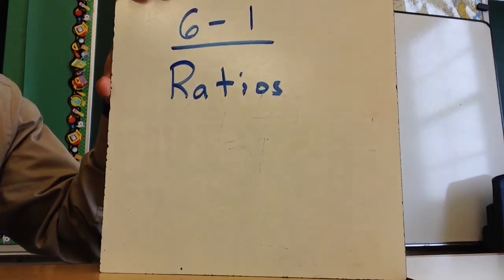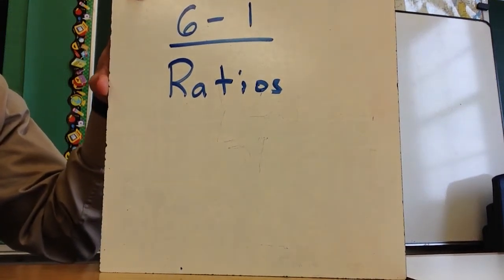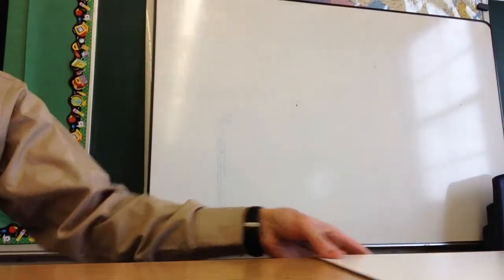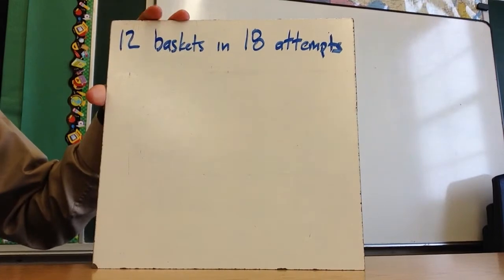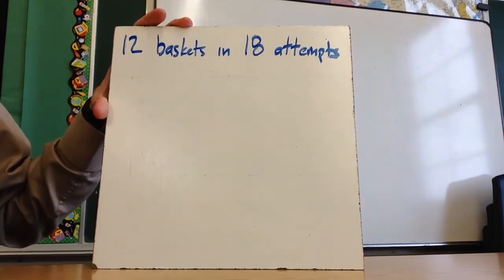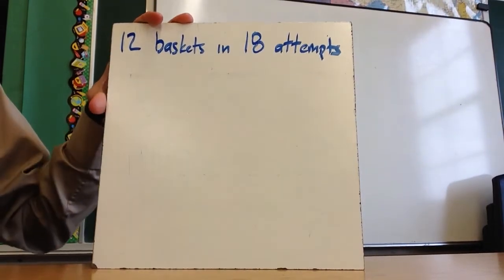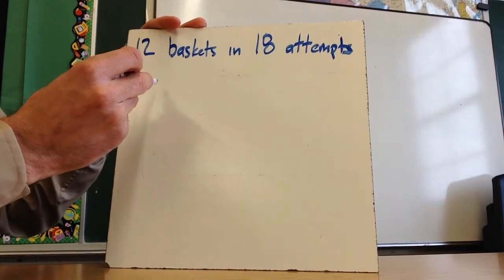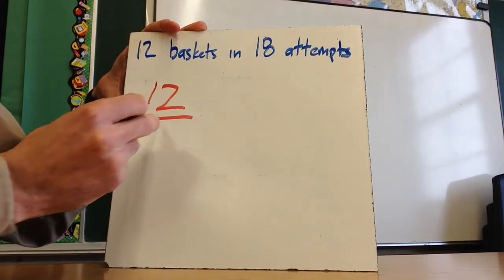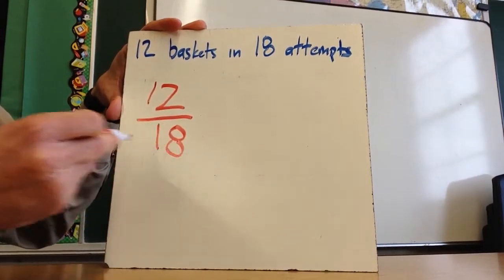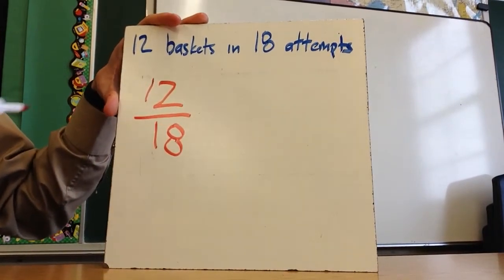Today's video is going to talk about chapter 6.1, ratios. So we'll start by looking at this ratio, which is 12 made baskets in 18 attempts. The idea is we want to write this as a fraction. So it's the number of baskets that were made over the number of attempts.